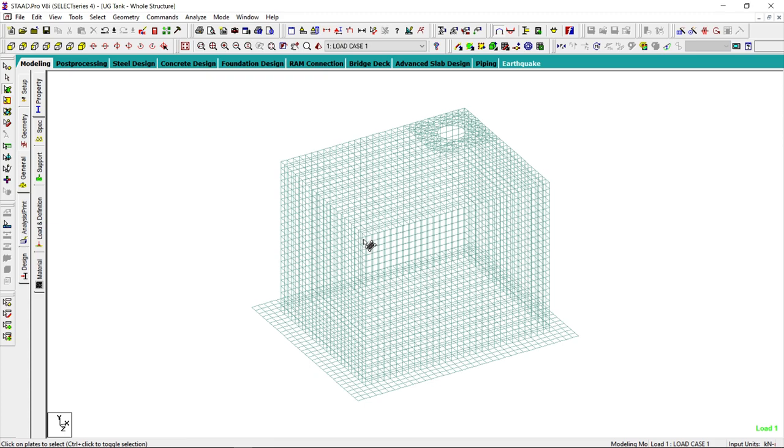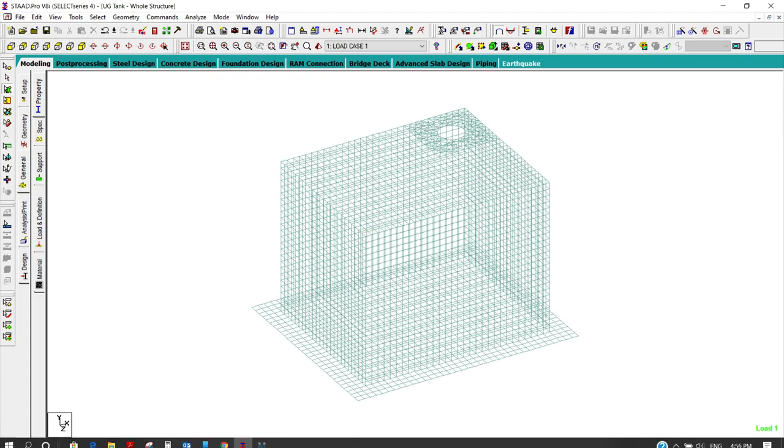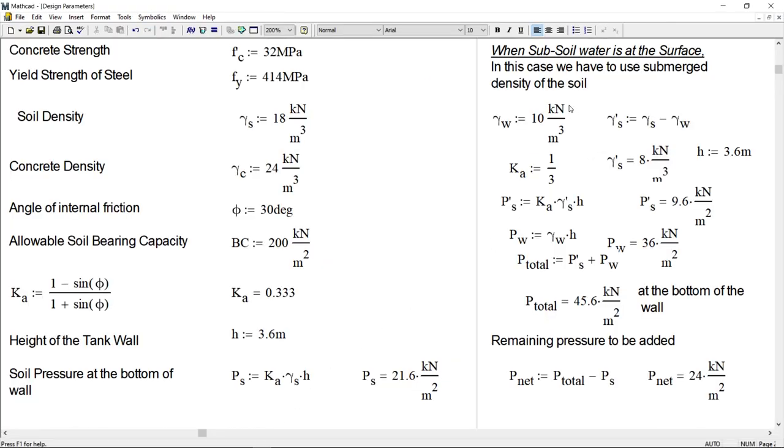Okay. So to calculate the water pressure on the walls, I considered this case. When the subsoil water is at the surface, the density of water is 10. In this case, the submerged soil density will be the soil density minus the density of water. So here it is. In this case, the total pressure acting at the bottom, including the water, will be 45.6. Since I have already applied this pressure, I have to subtract this, and the net pressure in a new load combination at the bottom will be only 24. So this 24 will add with this one and the net result will be the same.